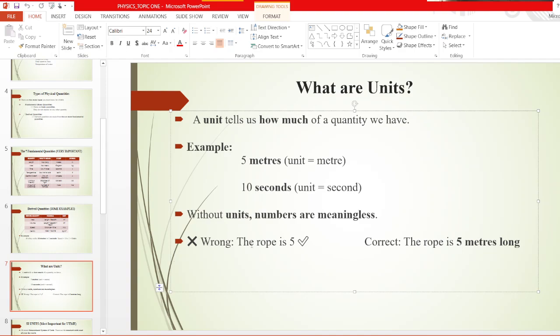So saying the rope is 5 is wrong. The rope can never be 5. The correct answer is the rope is 5 meters long. So much for that.